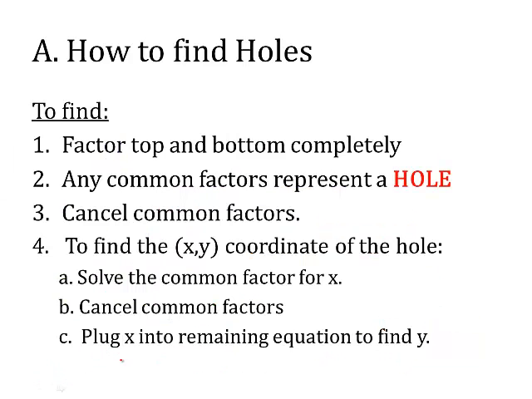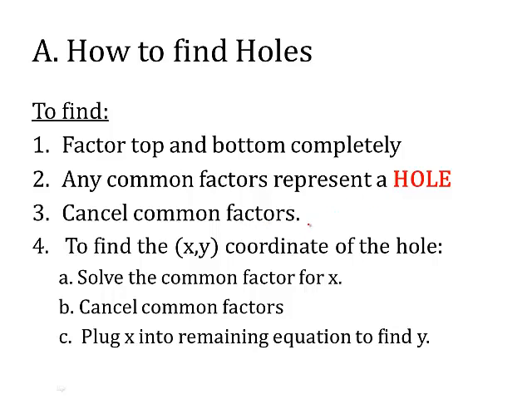So here's the steps to finding a hole. Write these down and then we'll go through some examples. First, you want to factor the top and the bottom completely. Then you're going to cancel any common factors that you find. One that's on the top and the bottom represents a hole in the graph.